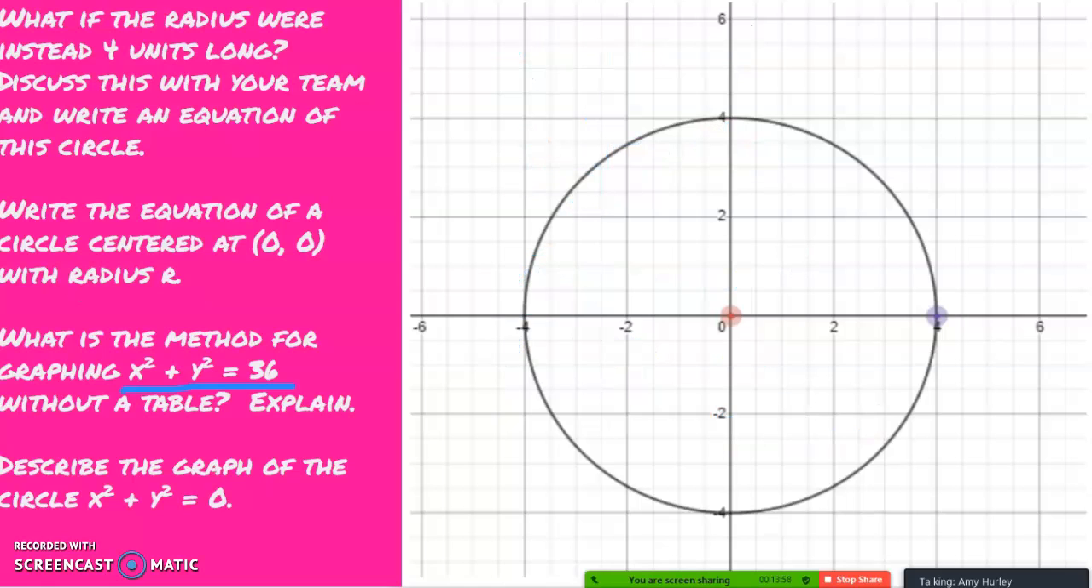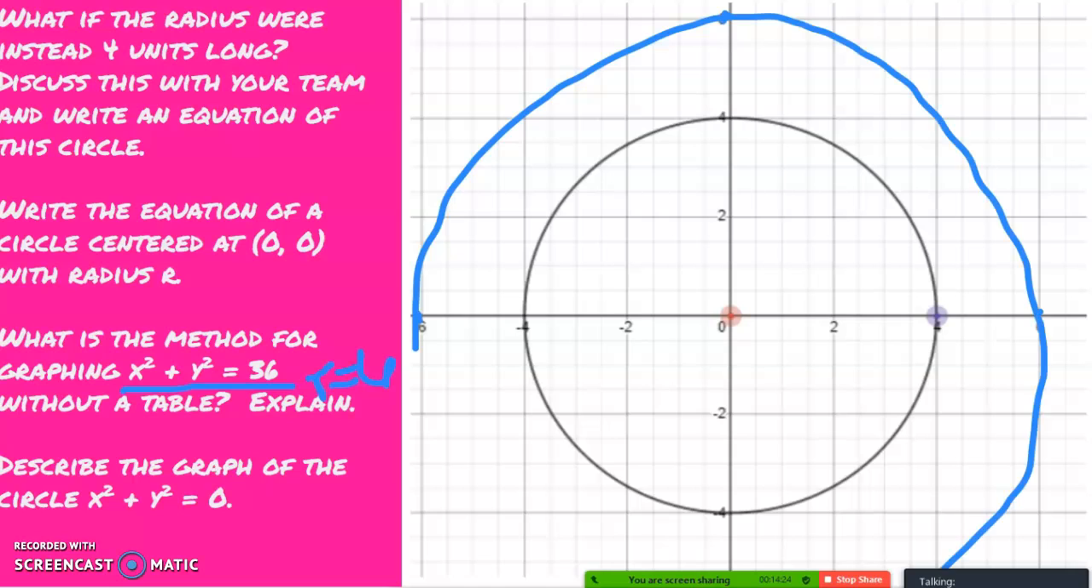For example, what is the radius of a circle with the equation x squared plus y squared equals 36? The radius is 6. So I could very quickly sketch a graph. I could just go from my origin out 6 on all sides and sketch my circle without making a table of values.